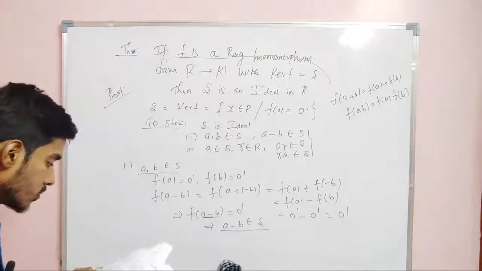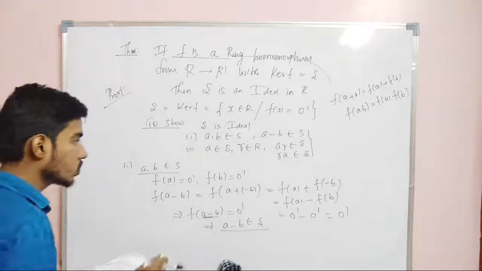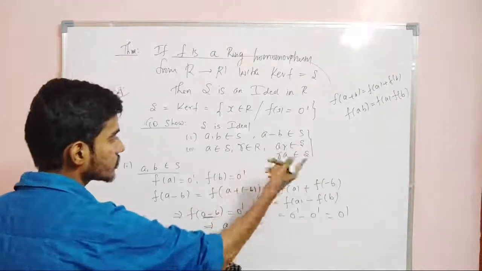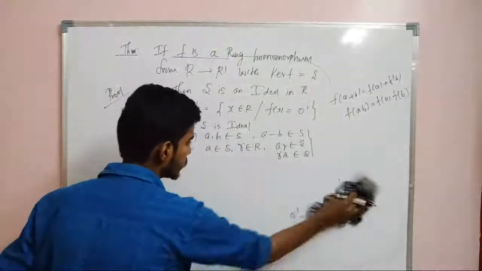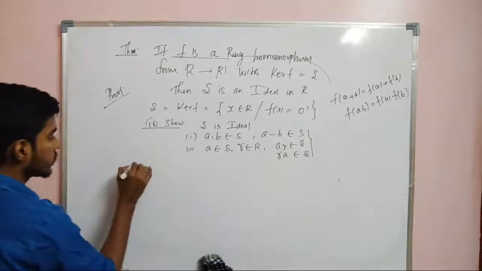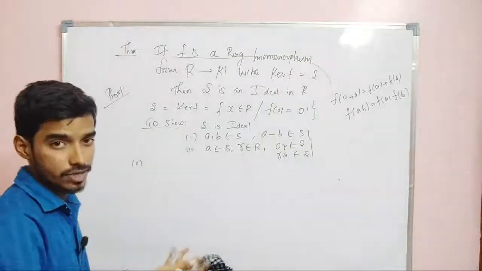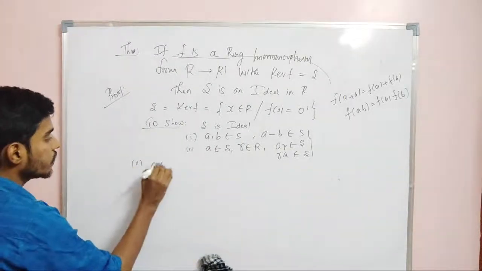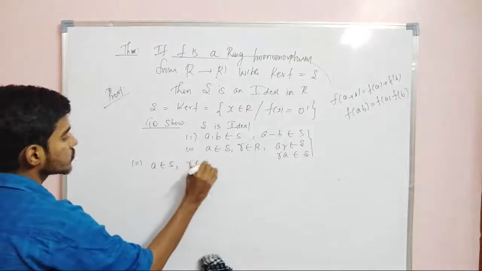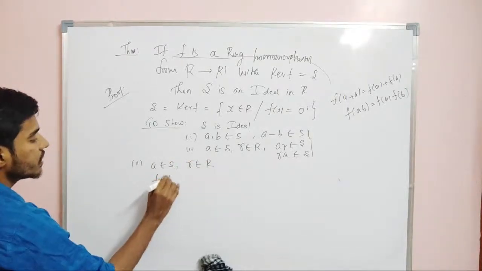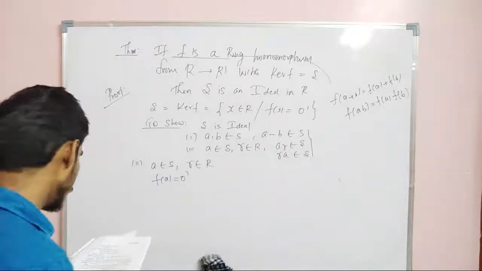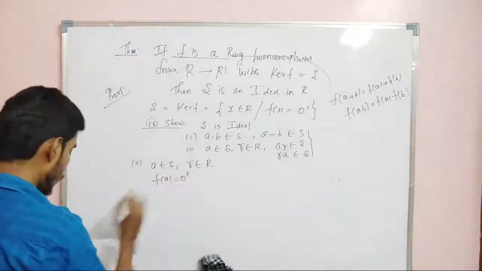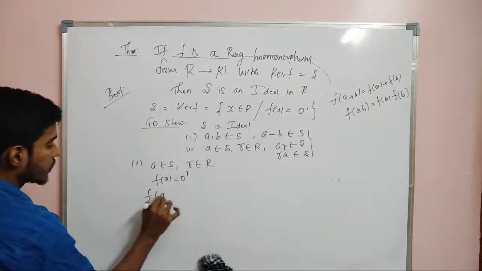Now we need to show that AR belongs to S and RA also belongs to S. I am showing that this is a left ideal as well as a right ideal. So A belongs to S and R belongs to R. A belongs to S means f of A is equal to 0 dash, and R we keep as it is, right? Now what about f of AR?